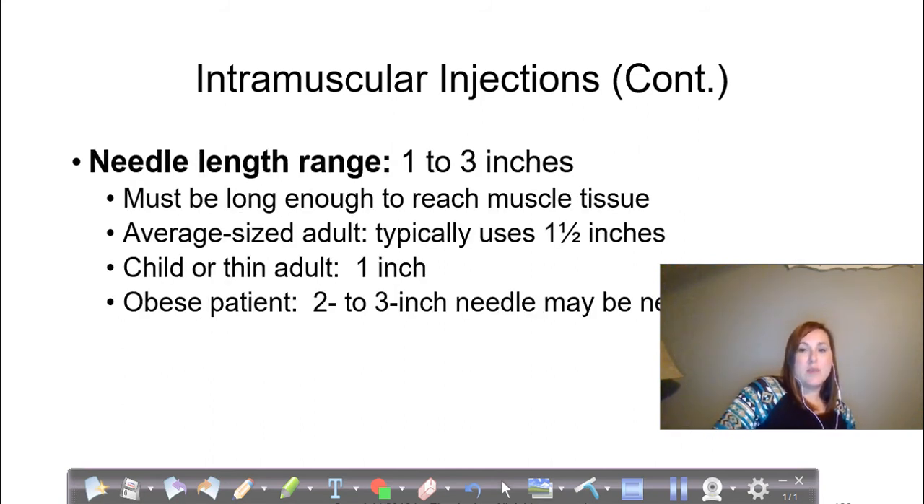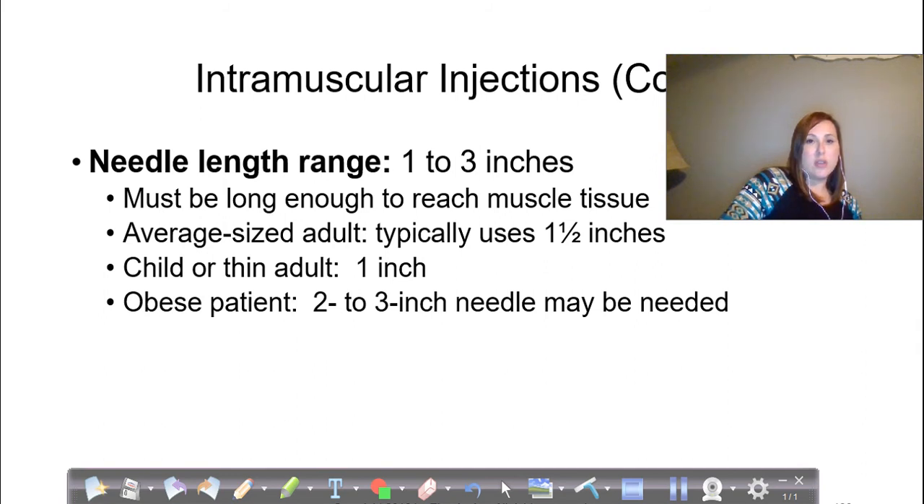Your needle length is going to be 1 to 3 inches. That's longer than the sub-Q needle because you want to hit muscle. The average size is going to probably use a 1.5. On an adult or a thin adult or a child, you might use 1 inch. Obese, you might need 2 to 3. Just depends on their size.